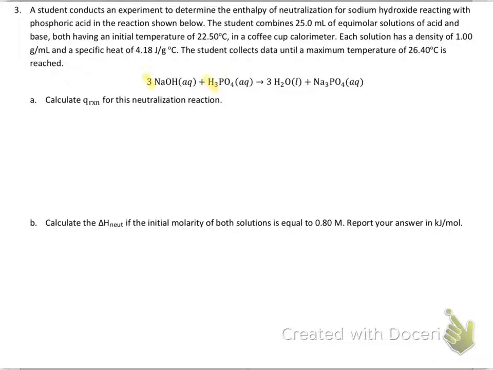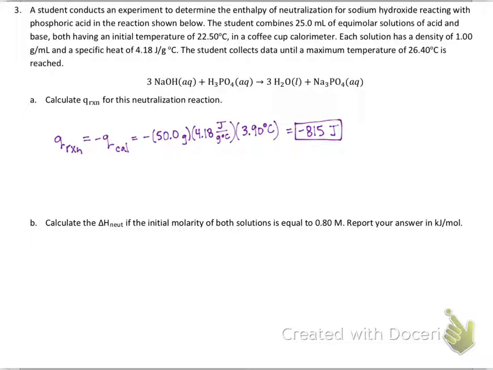Notice this is not a 1-to-1 reaction. This is a 3-to-1. So this is going to make our lives just a little more fun, but we can totally do it. The first thing we need to do is calculate Q of the reaction, how much energy was released when this reaction happened. So go ahead and do that, and when you're ready to check your answer, unpause the video. So this particular reaction released 815 joules of energy.